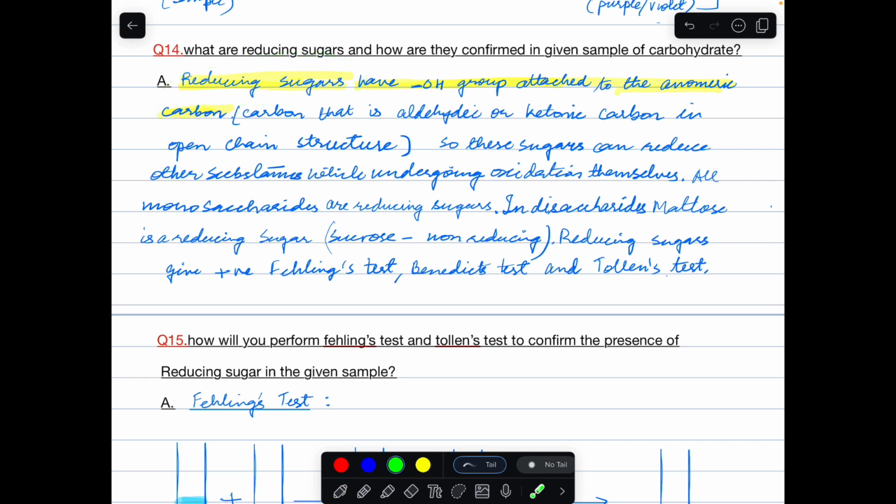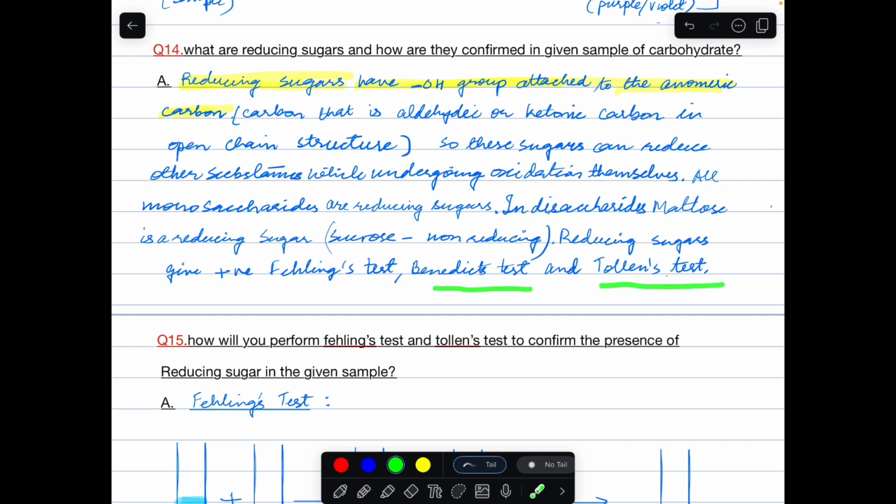Out of all carbohydrates, all monosaccharides are reducing sugars. Why? Because they have a free aldehydic or ketonic group. In the case of disaccharides, only maltose is a reducing sugar, while sucrose, that is your normal cane sugar, is a non-reducing sugar. Why? Because in sucrose, we do not have any free functional group which can undergo oxidation. So reducing sugars give a positive Fehling test, a positive Benedict test, and a positive Tollens' test.